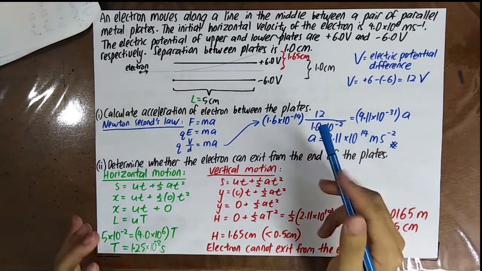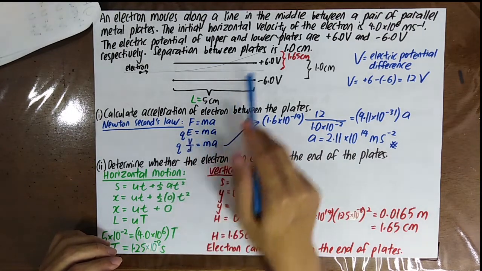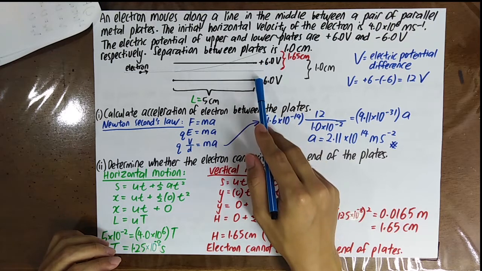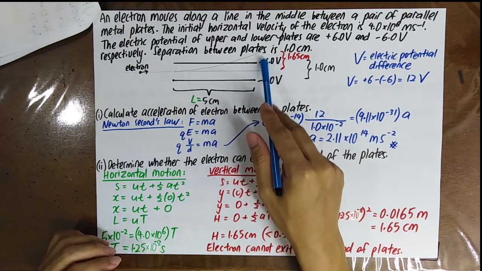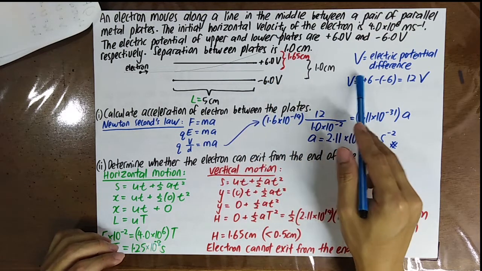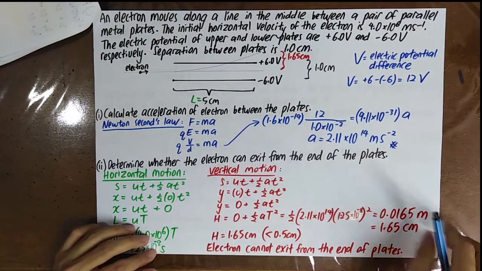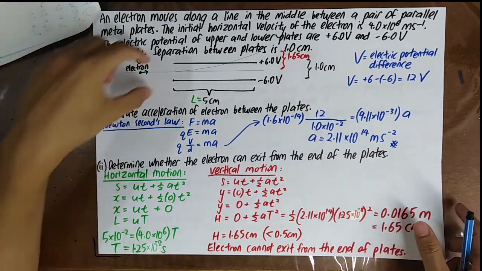Okay, and then you remember that E equals V over d. The V here is the difference in the potential. That means that V is positive 6 minus negative 6, so V is equal to 12 volts. Okay, V is the potential difference between the plates.